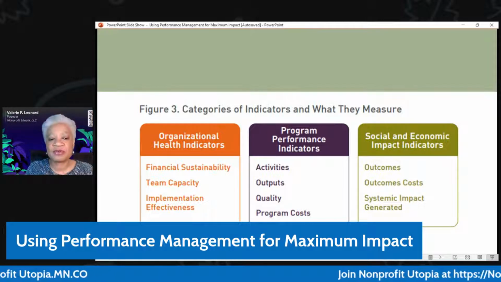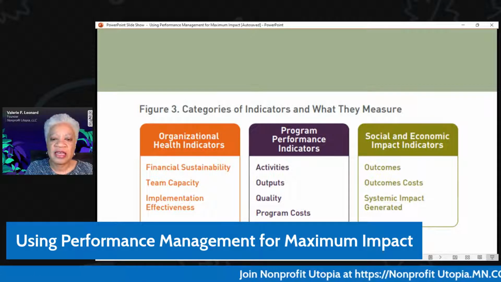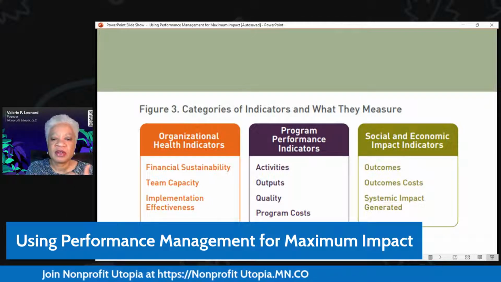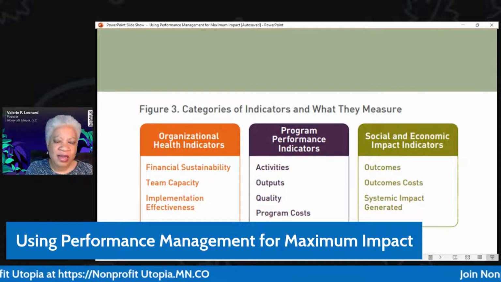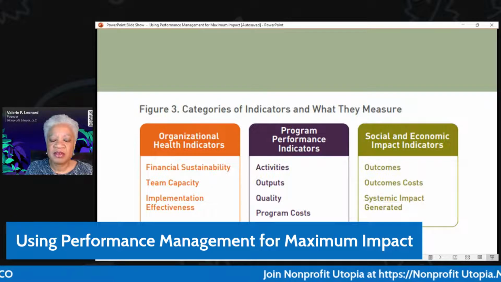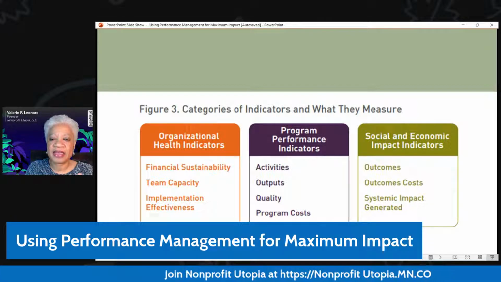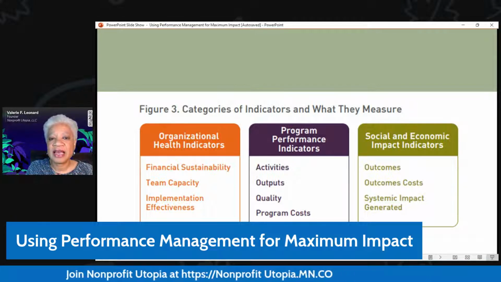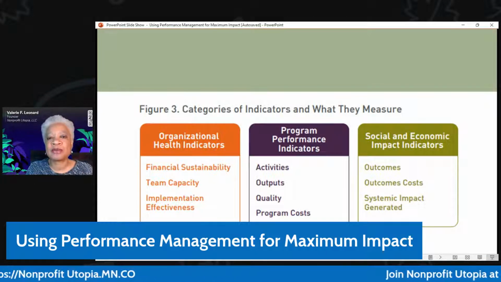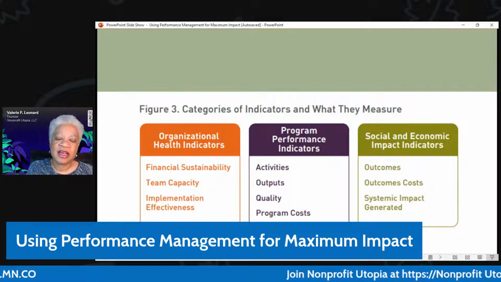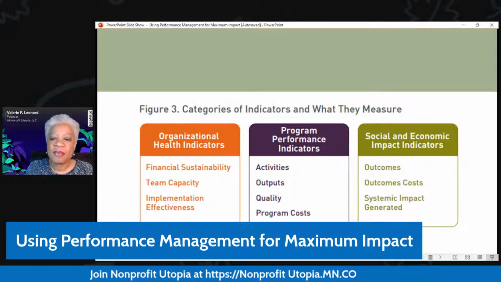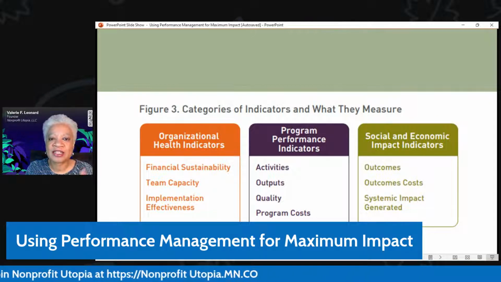Our program performance indicators, these are focused at the program level, so it's not at the very top level, right? We are looking at things like the activities that are in our programs, the number of people served, the quality of our programs. We're looking at the cost of our programs. And then when we look at the social and economic impact indicators, we're looking at the outcomes. When we talk about outcomes, we're looking at what has changed as a direct result of the activities that we're involved in as a result of our programs, right? How much is it costing us to actually make that change?